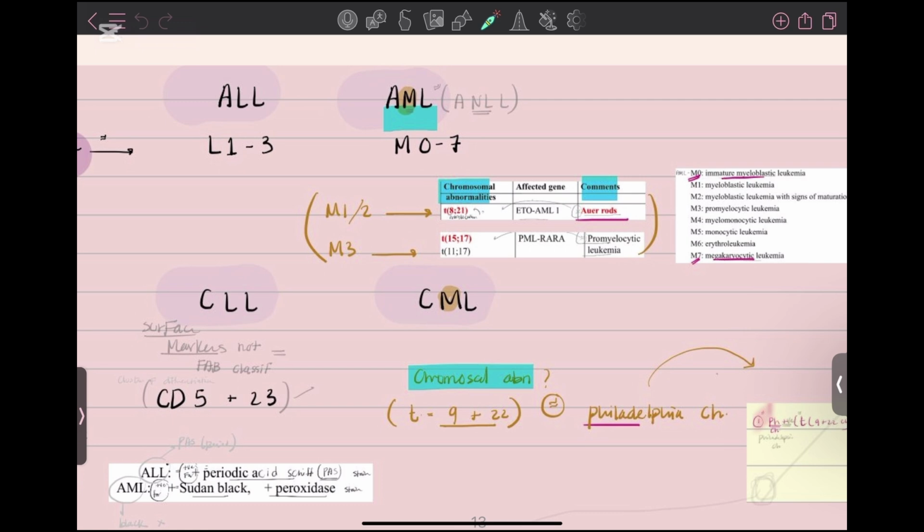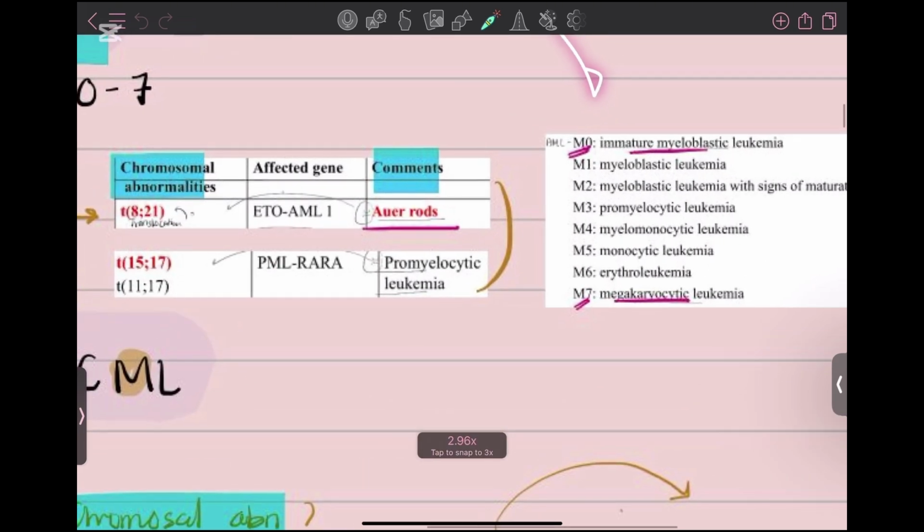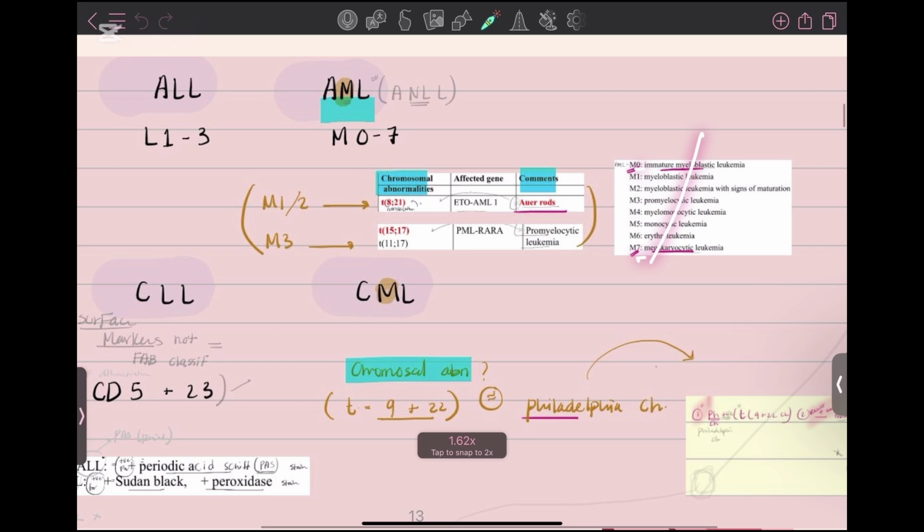Okay. We also have another translocation, which is not very important, to be honest. Just double check with your doctor if you need to know them. But I know for the myeloid leukemia, you have 7 subtypes. Let's say 8, from 0 to 7. Okay, no need for these.